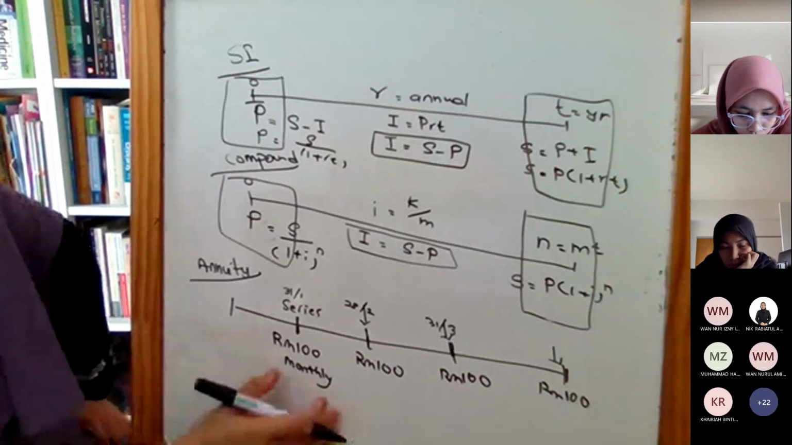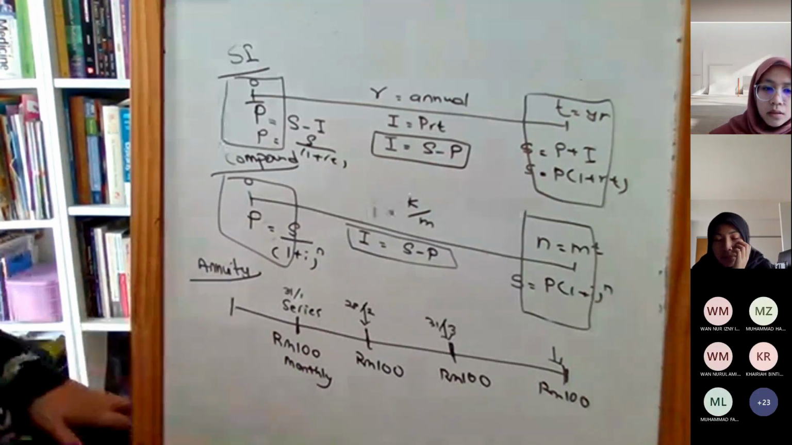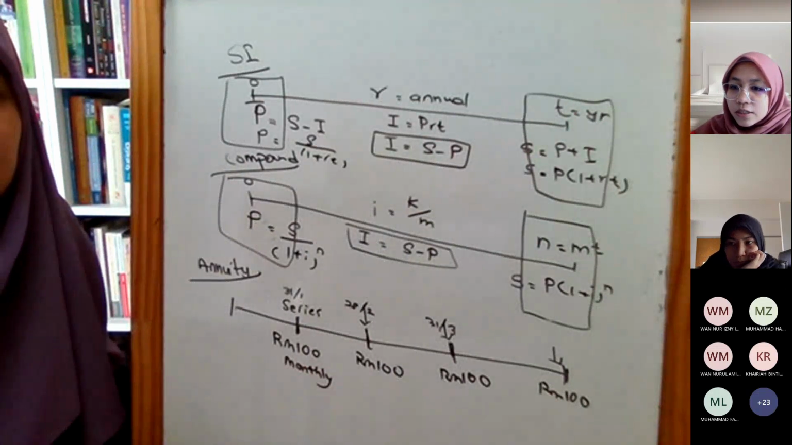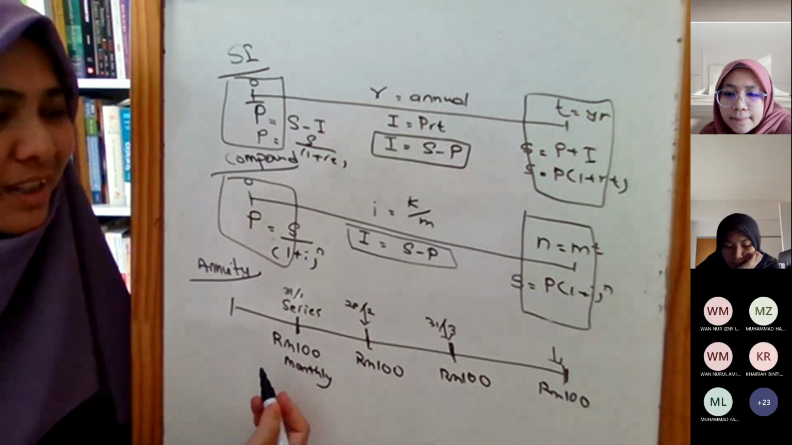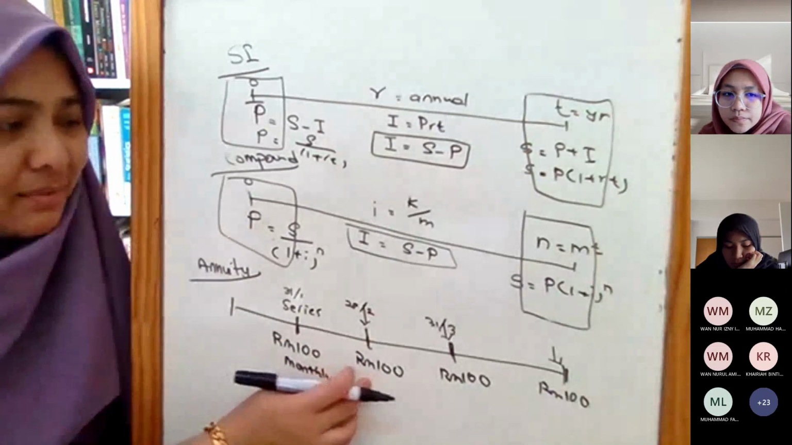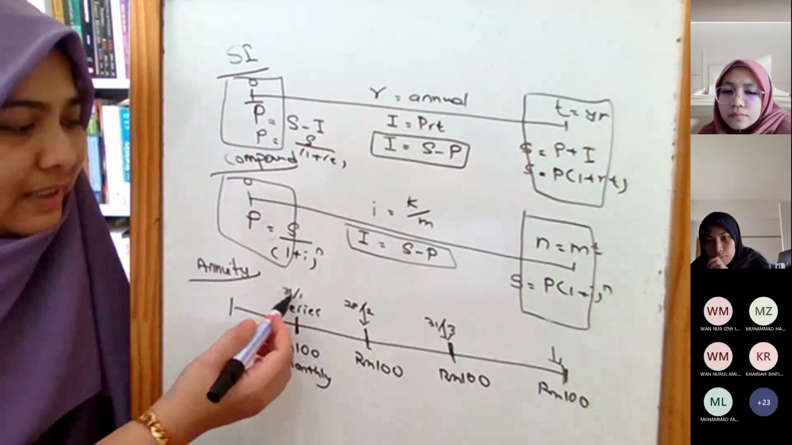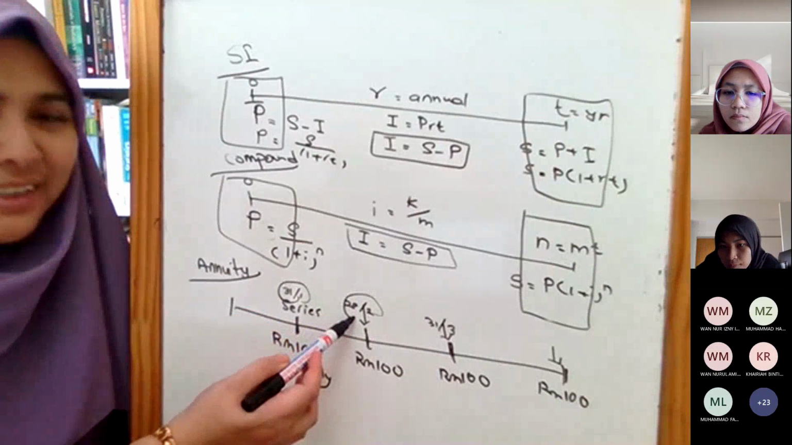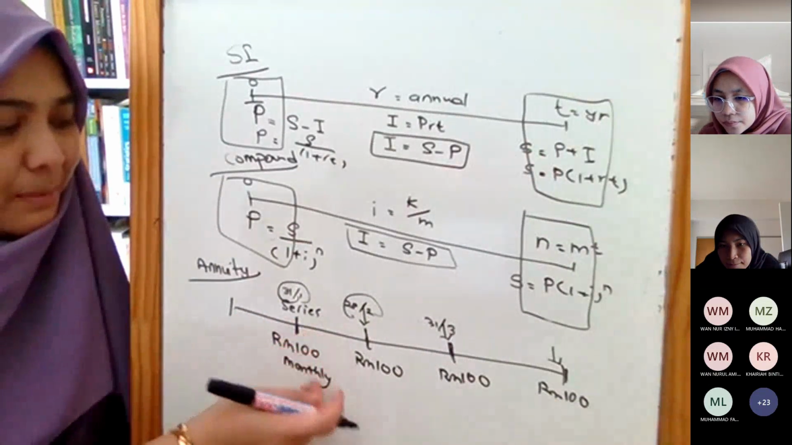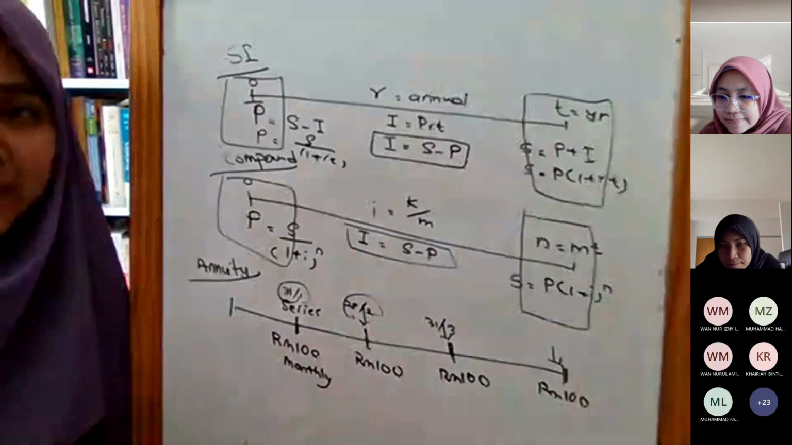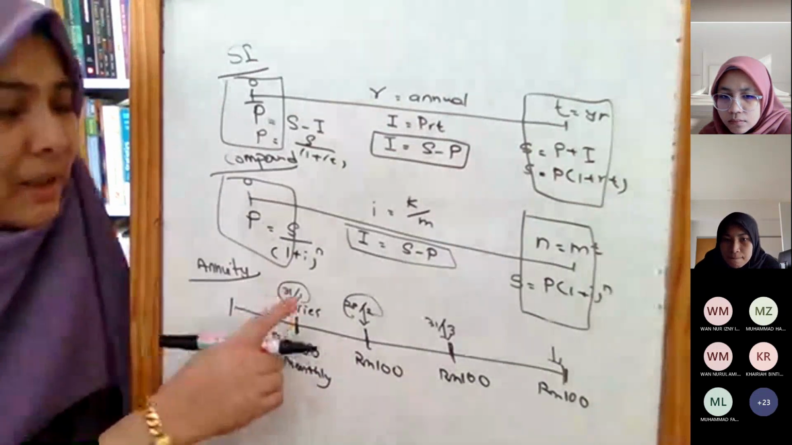If this is RM100 semi-annually, the first payment is made on 30 June, at the end of the month. The second payment is on 31 December, then the next 30 June, then 31 December. The point of time is important because it will be measured in your calculation of present value or future value of annuity.